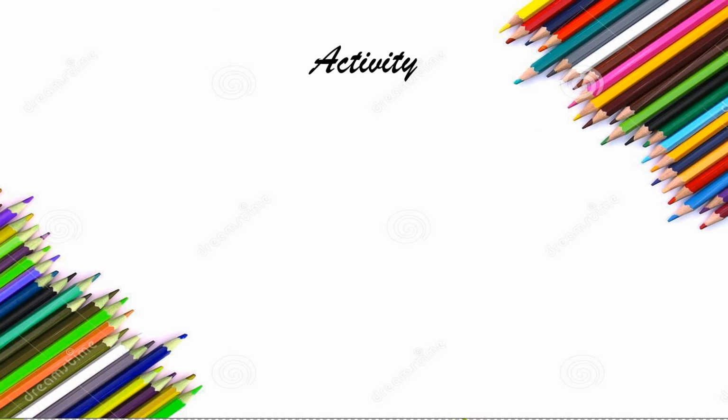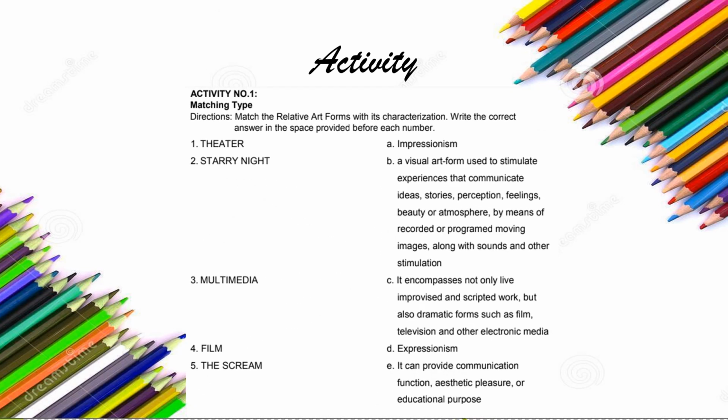Knowing the relevance of the 20th century music in the different artworks, you may now proceed in answering the activity. Activity number 1, matching type. Direction: match the relative art forms with their characterization. Write the correct answer in the space provided before each number. It is divided in column A and column B. You may write down the activity on a clean sheet of paper, take a screenshot of it, and send it to your respective MAPE teacher.